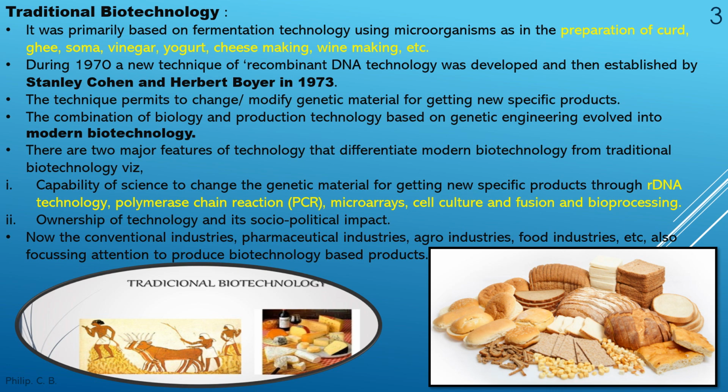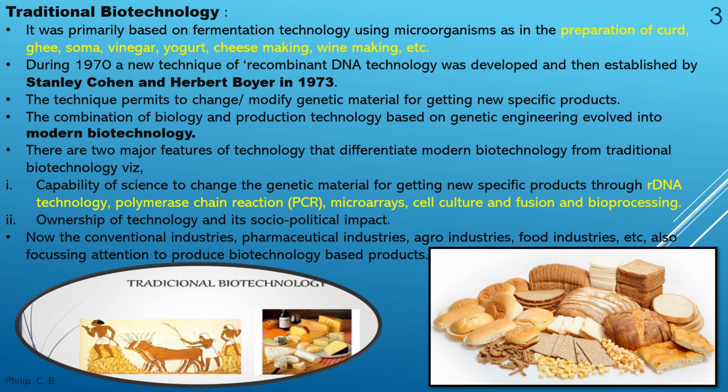Now, during 1970, a new technique of recombinant DNA technology was developed and then established by Stanley Cohen and Herbert Boyer in 1973. So these two scientists established a new technology in the field of DNA, this is recombinant DNA technology. The technique permits to change or modify genetic material for getting new specific products. Just in the previous slide, as I showed, the CRISPR method, where you can modify or change the gene by genetic engineering or gene therapy.